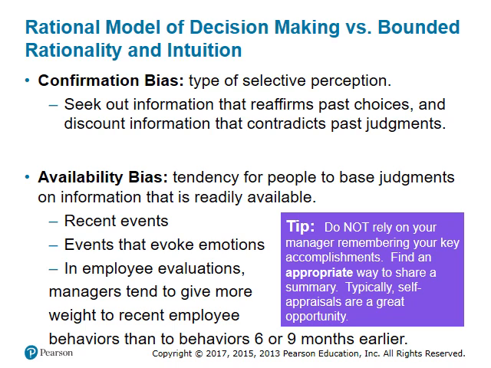The availability bias is the tendency for people to base judgments on information that is readily available. These include recent events and events that evoke emotions. An example of this is in employee evaluations. Managers tend to give more weight to recent employee behaviors than to behaviors that occurred 6 to 9 months earlier. A tip is do not rely on your manager remembering your key accomplishments. You need to find an appropriate way to share a summary. Typically, self-appraisals are a great opportunity to do so.